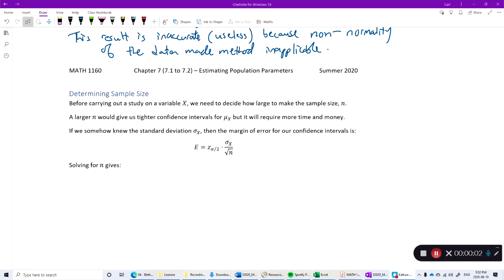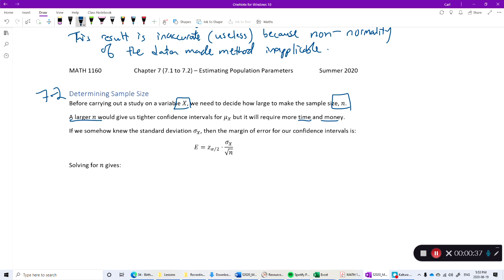Okay, everyone. So this topic is going to be similar to what we did for population proportions, determining the sample size. It's not that different. Now, before we carry out a study on a variable, we would want to decide how large to make the sample size n. Generally speaking, a larger n will give us a tighter confidence interval, which is good, but a larger sample requires more time, more money, more effort.